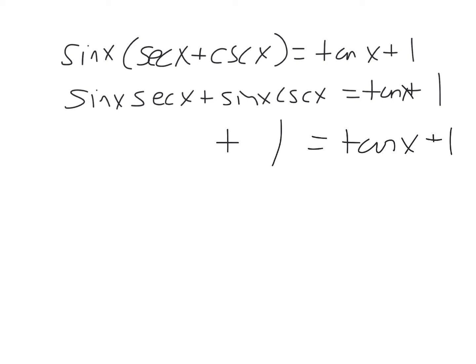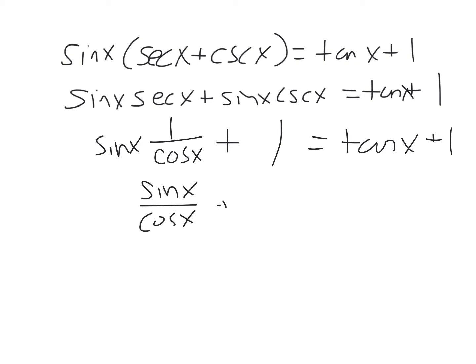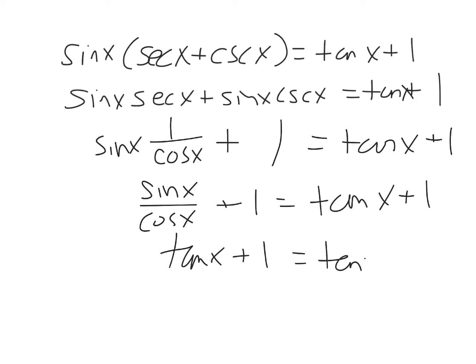And let's change secant x to its reciprocal. So we have 1 over cosine x. And sine times 1 over cosine is going to be sine x over cosine x. And sine over cosine, as we all know, is tangent. So we did it. We got to tan x plus 1 equals tan x plus 1.